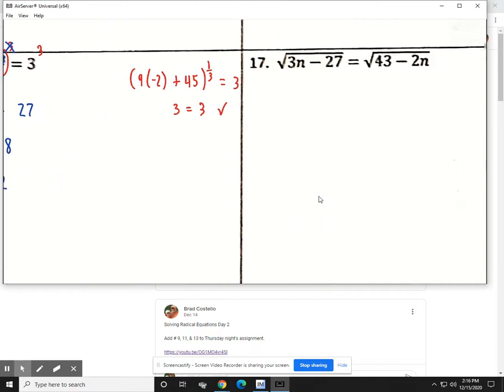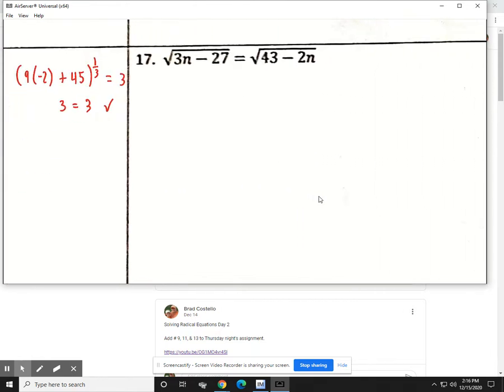All right, moving on to number 17. Once again, this is probably the last of the just really easy problems, because you have square roots on both sides. So when you square these to get rid of that, it's going to leave you with just 3n minus 27 equals 43 minus 2n. So there's really no problem with this besides just getting your like terms together and solving. You don't have to factor.